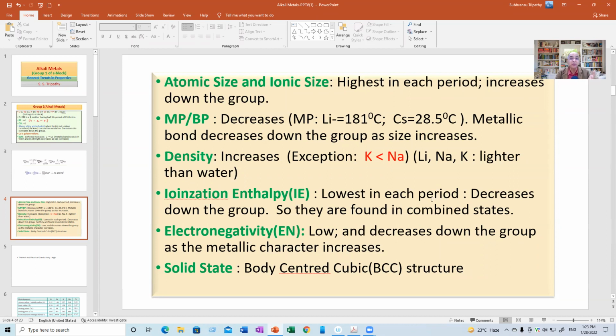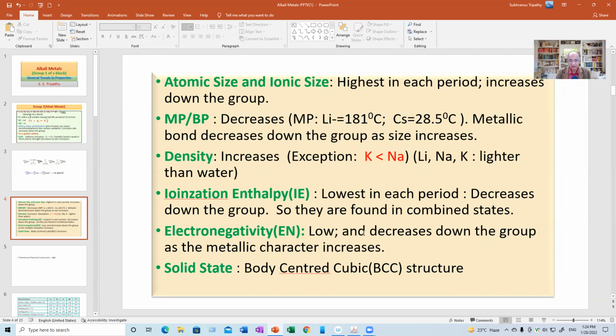I'll show you the table, the physical data table, to have a glance at all the data. The ionization enthalpy is the lowest in each period. Therefore, it is easier to knock out the electron. And therefore, all the alkali metals are available in nature in combined states, not in free state. And ionization enthalpy goes on decreasing down the group as the size increases.